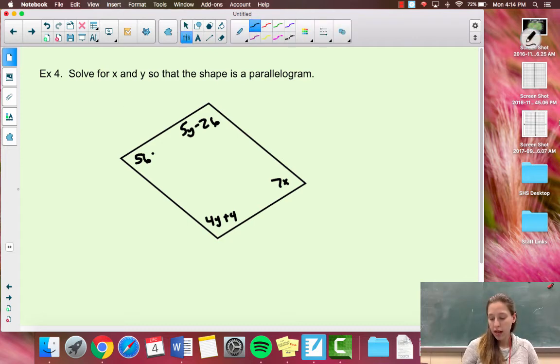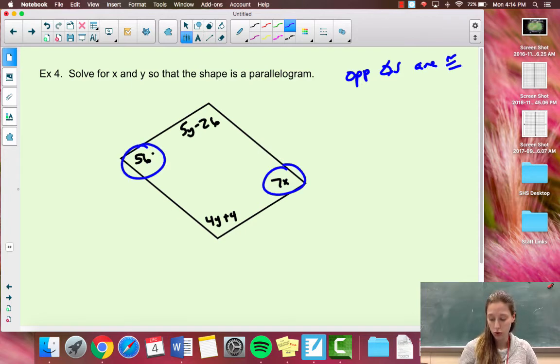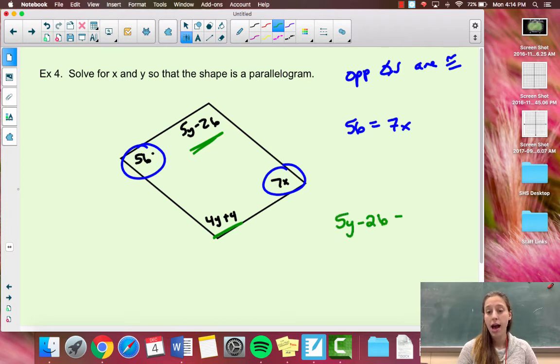Okay, so when you set this up, you should have said that you were using the rule that opposite angles are congruent. So opposite angles are congruent in a parallelogram. So that means that 56 has to go across to 7x. So you should have said that 56 is equal to 7x and then solved. Okay, so you guys can finish that. And then you should also be able to say that these angles that are opposite are the same. So your second equation should have been 5y minus 26 has to be equal to 4y plus 4.